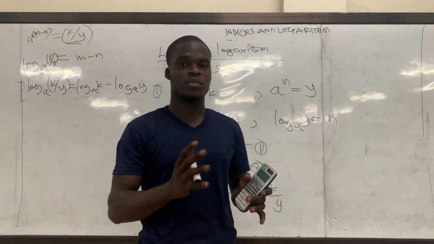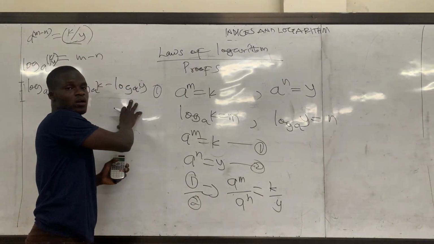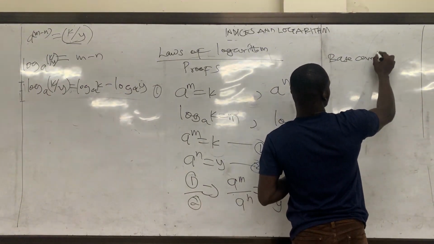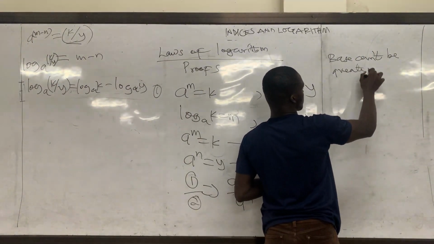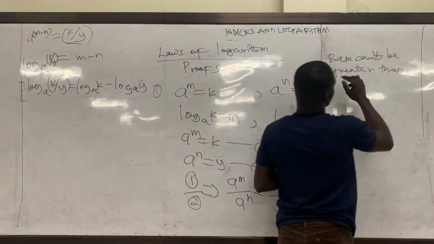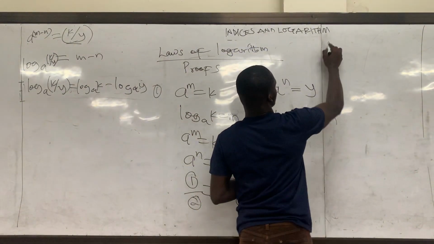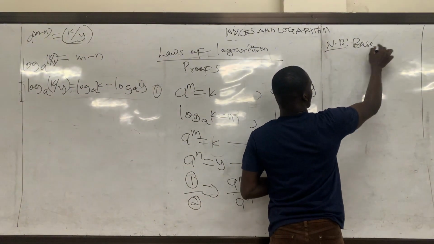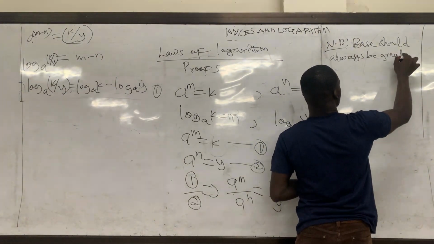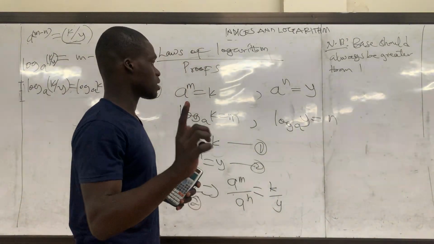Logarithms can have several bases. You can have logarithm in base 2, base 3, base 4, and so on. But the base of a logarithm should always be greater than 1. That's one thing we should always take note of.